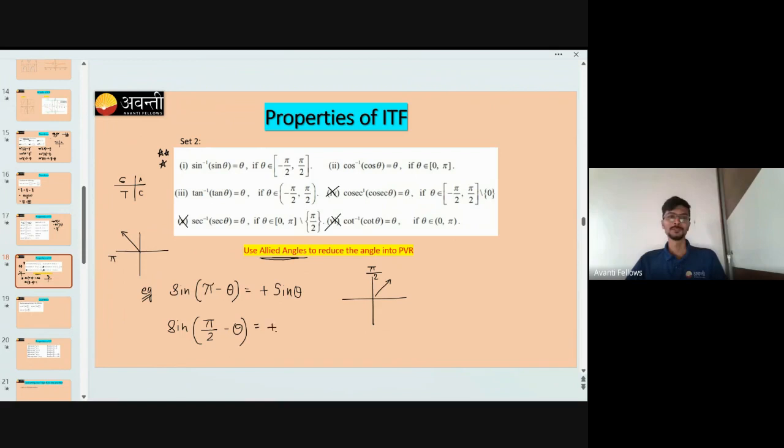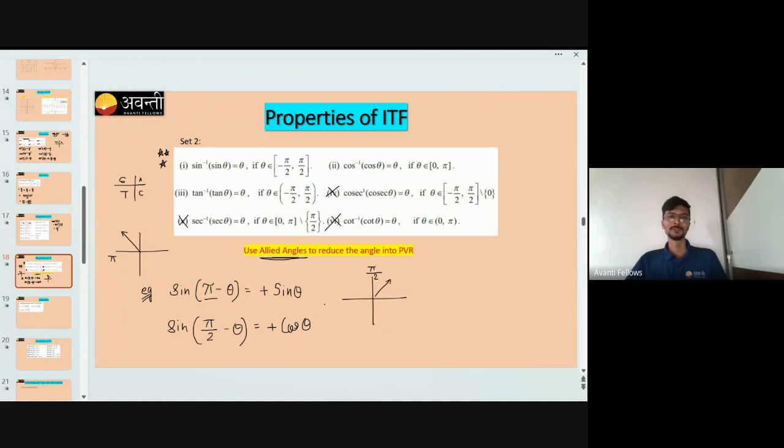But look here. Pay very important attention here. Here it was pi, which was an angle on the x-axis. Here it is pi by 2, which is an angle on the y-axis. So if we get an angle on the y-axis, we change the trigonometric ratio. That is, from sine, it will be changed to cosine, which is cos theta.